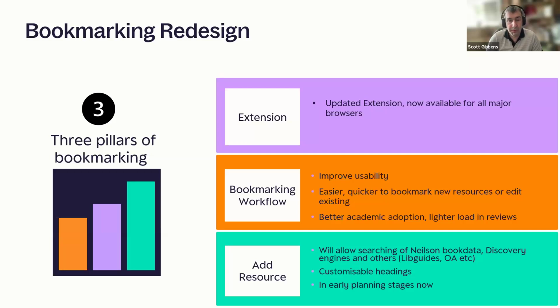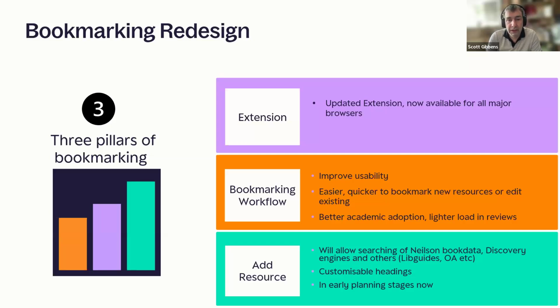And the third thing, which will be coming after bookmarking, is to improve the add resource screen. We've had a lot of people say they wanted to have their Discovery Engine and Nielsen book data available, rather than have one or the other. Also, other sources such as LibGuides, open access resources, etc., they can add at that stage. So we're looking at improving the add resource screen, making some changes to it so you can have more databases. If you've got two Discovery Engines, you'll be able to add both of those.